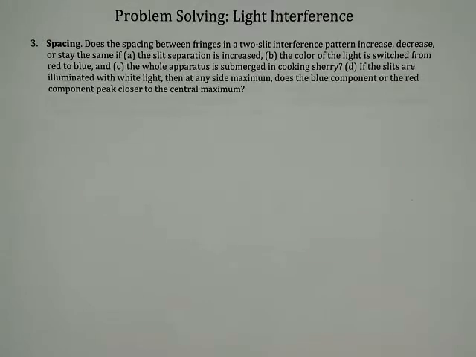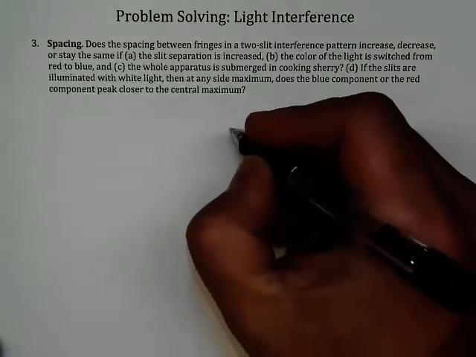Problem 3, does the spacing between fringes in a 2-slit interference pattern increase, decrease, or stay the same if the slit separation is increased, if the color of the light is switched from red to blue, if the whole apparatus is submerged in cooking sherry, if the slits are illuminated with white light, then at any side maximum does the blue component or the red component peak closer to the central maximum.